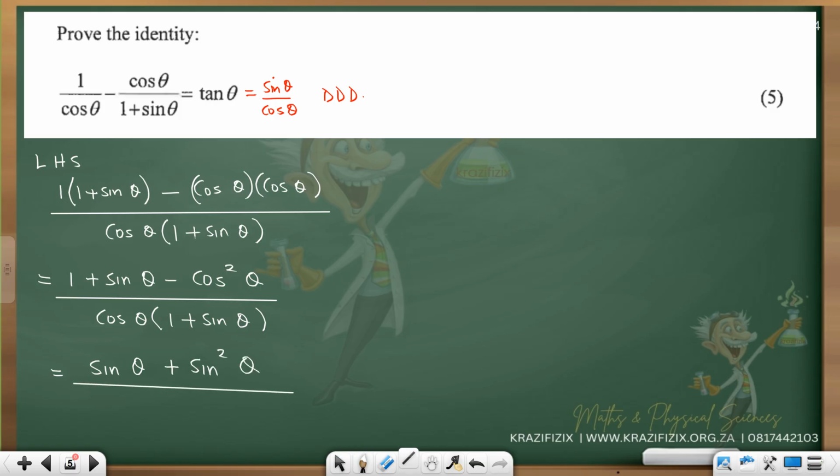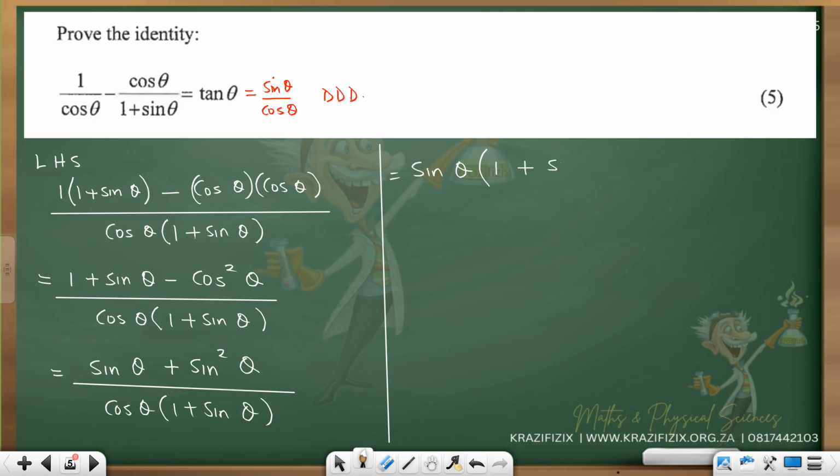Let's keep that denominator. Similar to where we came from, the first question: what is common in the numerator? Sine theta is common. What are we going to be left with? 1 plus... it's a sine squared theta, so we take 1 out of that.